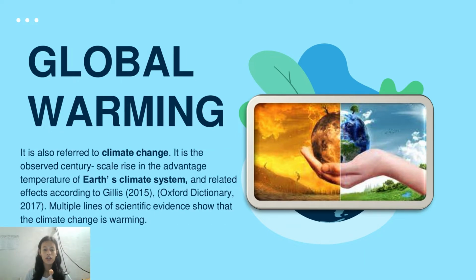It is also referred to as climate change, which is the observed century-scale rise in average temperature of the Earth's climate system and related effects, according to JELS 2015. Global warming and climate change are relevant to each other because the warming of the Earth causes the change of our climate, which is very visible in terms of what is happening around the planet. Multiple lines of scientific evidence show that the climate is warming.